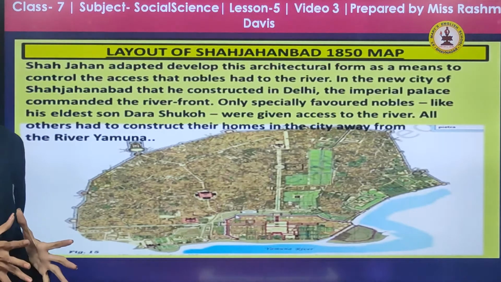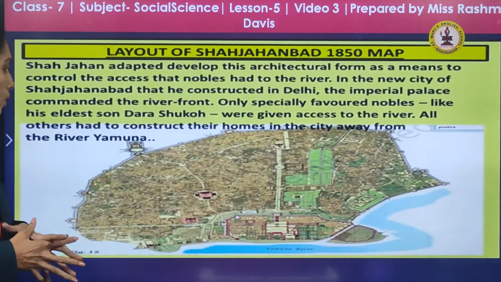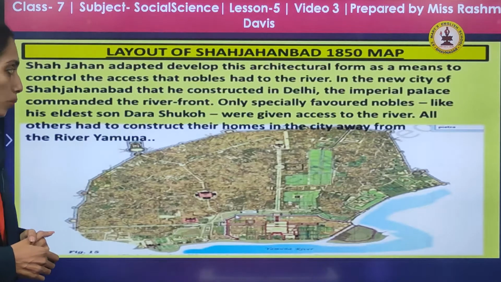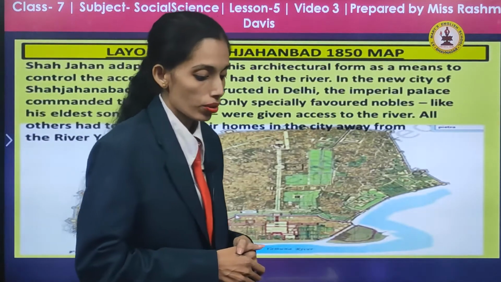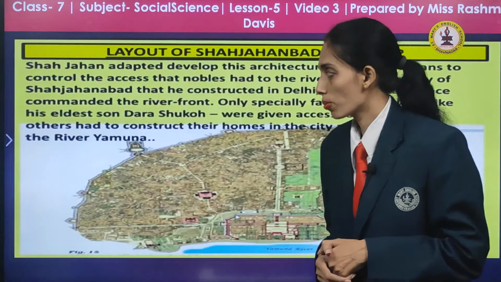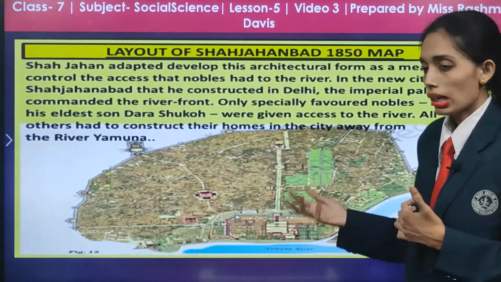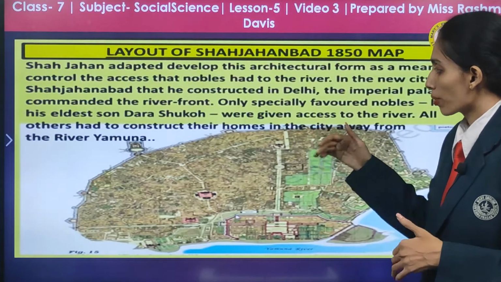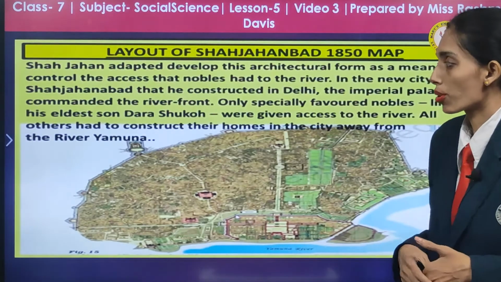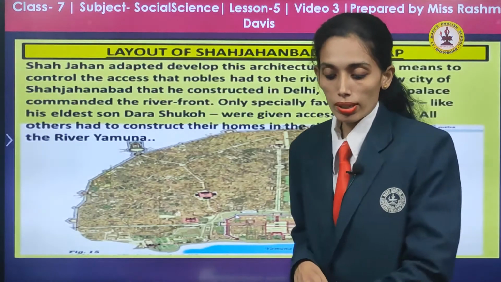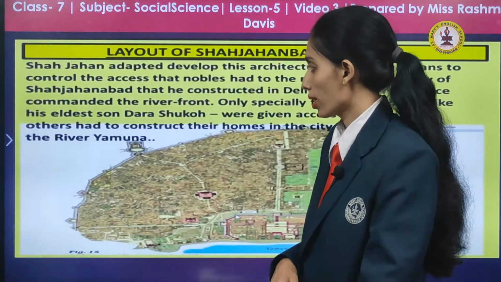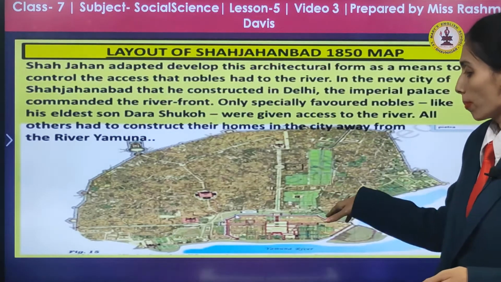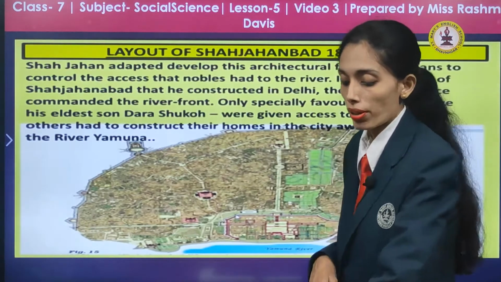Only special favored members, like his eldest son Dara Shukoh, were given access to the river, and the remaining nobles were there. The king had asked them to move forward to the cities, where they could construct their houses. So the nobles and Dara Shukoh, his eldest son, got the permission to make their residence near the Yamuna river.